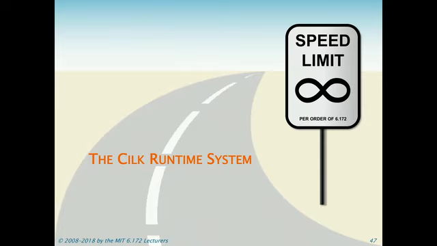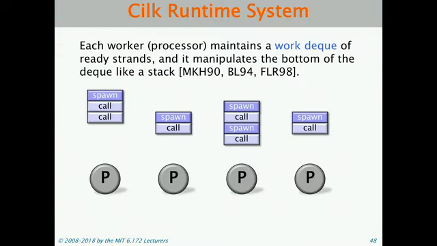OK, so let's talk a little bit about how the Silk runtime system works. In the Silk runtime system, each worker or processor maintains a work deque. DEQ stands for double-ended queue, so it's just short for double-ended queue. It maintains a work deque of ready strands, and it manipulates the bottom of the deque just like you would in a stack of a sequential program.